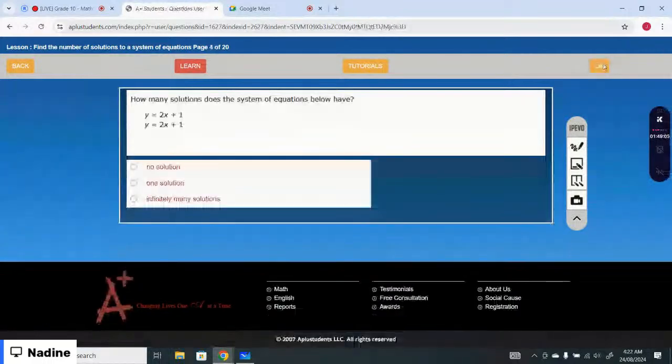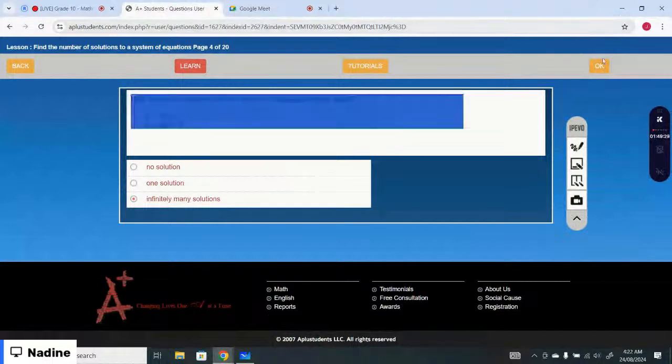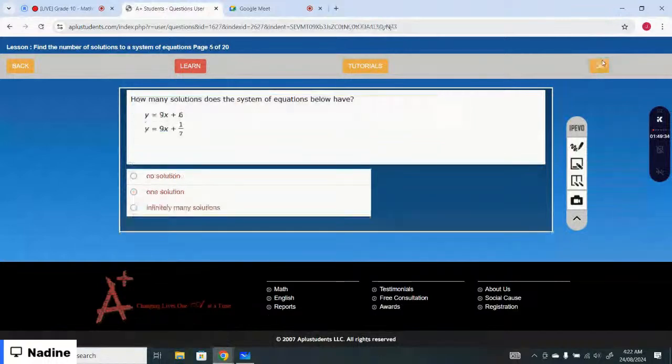How many solutions does the system of equations below have? y equals 2x plus 1. So which is the correct option? Both the equations are exactly the same again, right? That means the system has infinitely many solutions. The correct option is infinitely many solutions. How many solutions does the system of equations below have? So which is the correct option?